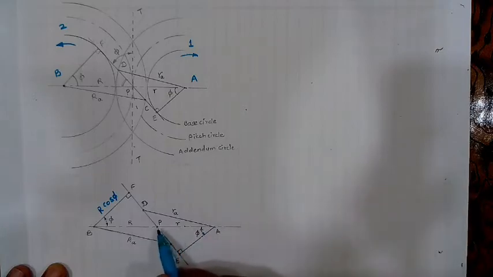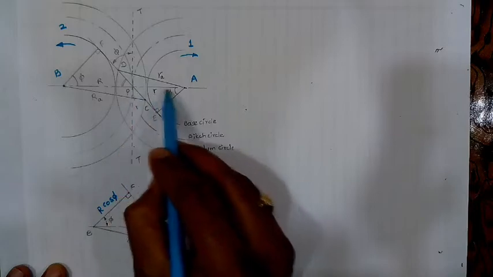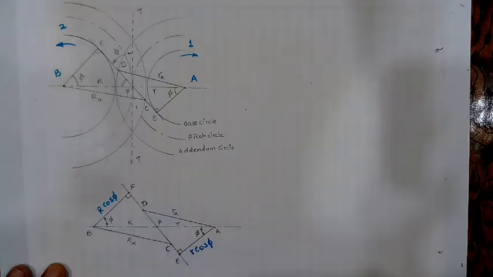Similarly, in triangle PAE, the angle at point A is phi. So if I want to find out the adjacent side of phi, that is AE, the distance AP, which is the pitch circle radius of pinion, is small r. So AE will be small r cos phi, as it is the adjacent side of phi.